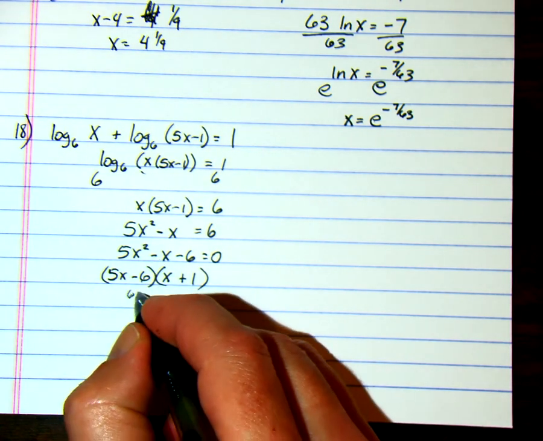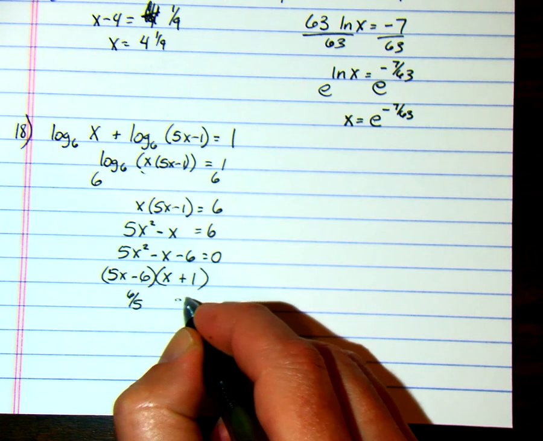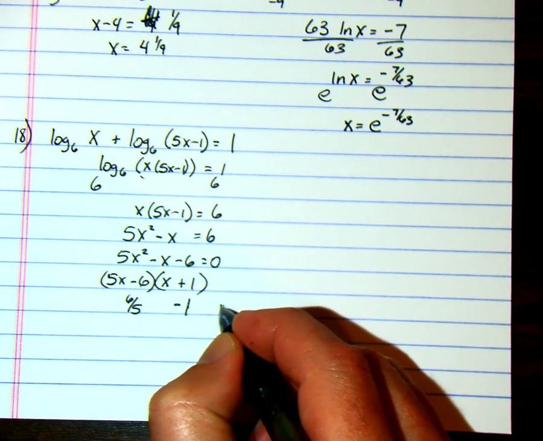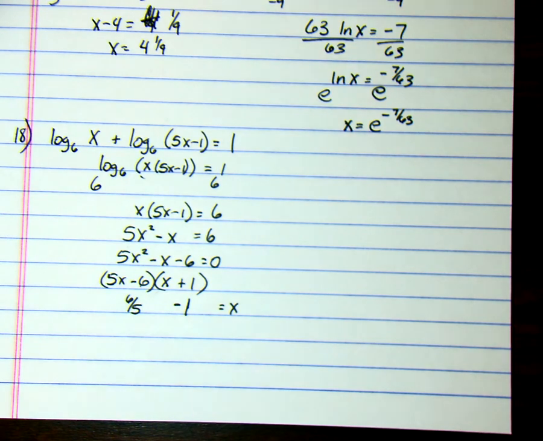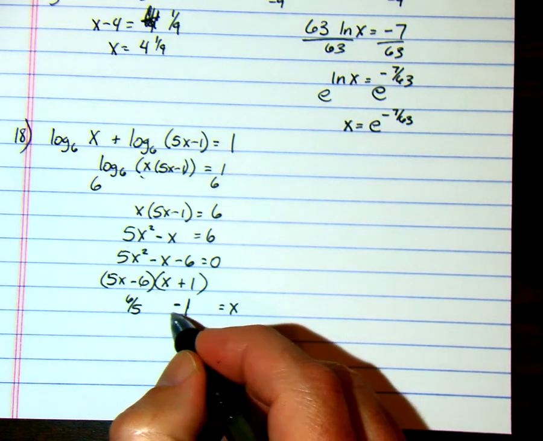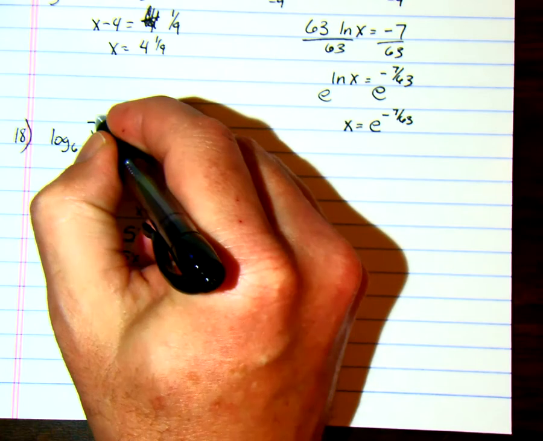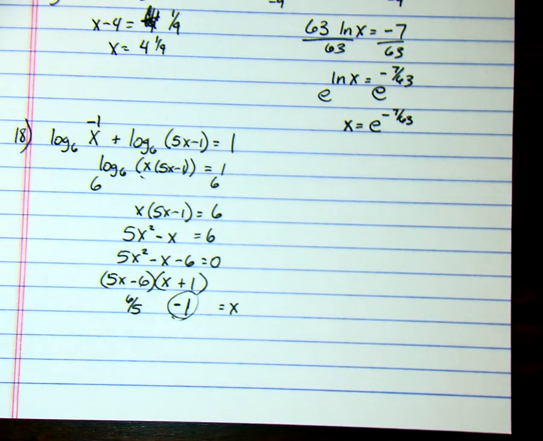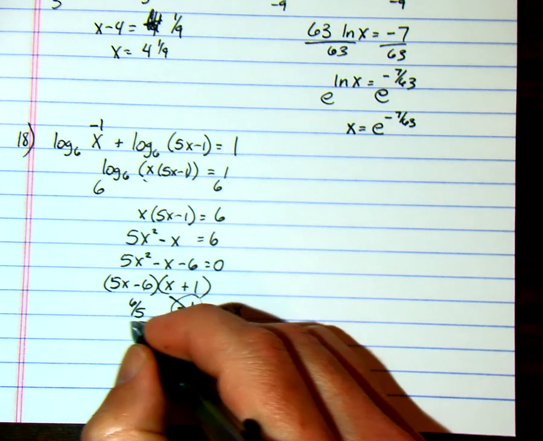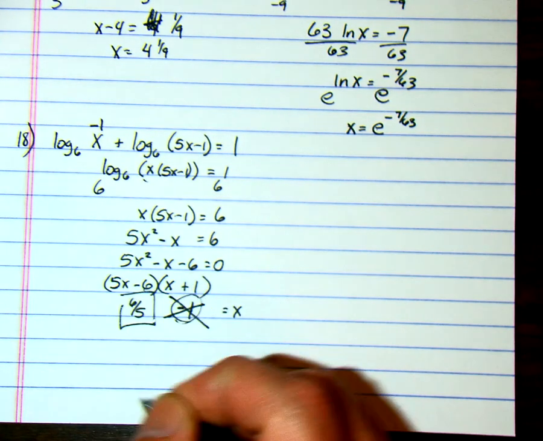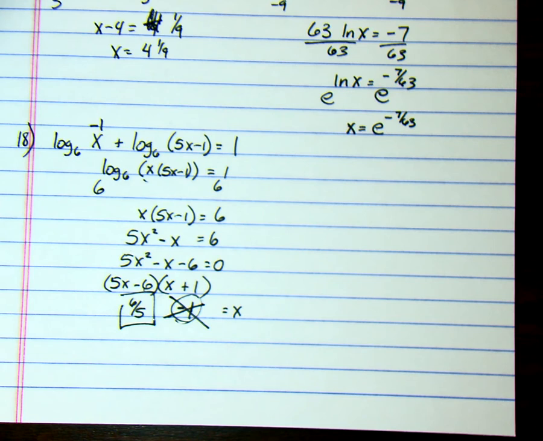I could add the 6 over and divide by 5. I could subtract the 1 over. So I end up with two different answers, 6/5 and negative 1. But here's where we have to pay attention to what we got going on here. Because if I take this negative 1 and I put it up in here for this x, I cannot take the log base 6 of negative 1. So we have to vote this guy off the island. And my only answer then is going to be 6/5. Okay, so that one had an extraneous answer and it had a real answer. Okay, so that's where we have to leave that one.